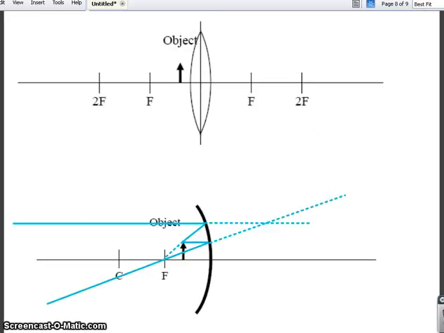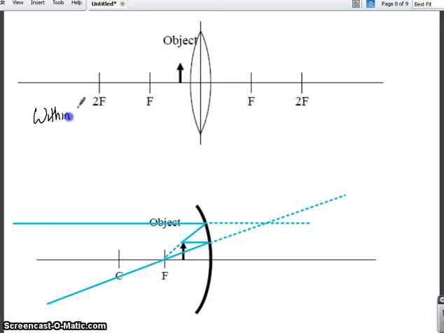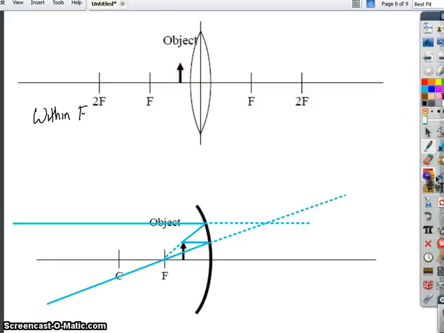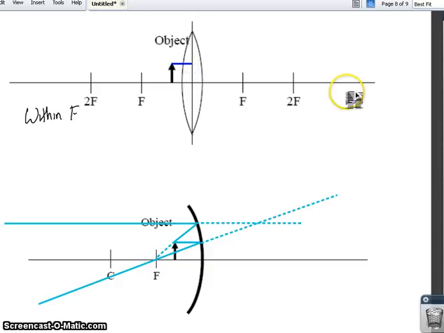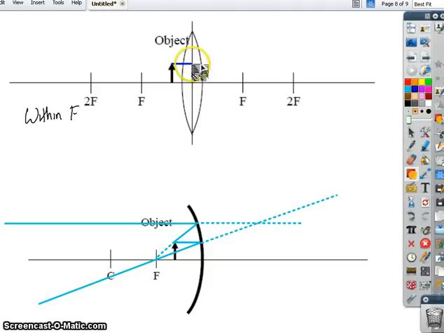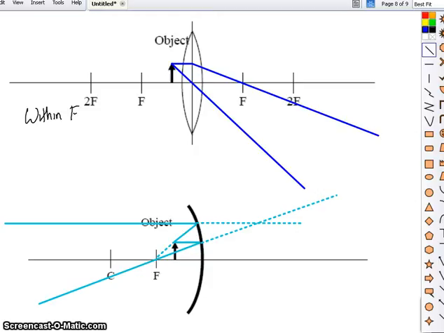Okay, if it's within F, so now we are within the focus. Our first line is going to be parallel to the principal axis, and then it's going to go through F, like that. And our second line is going to go through the center, like that. And as you can see, neither of these lines will meet.